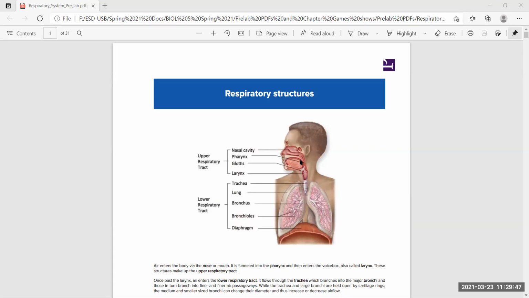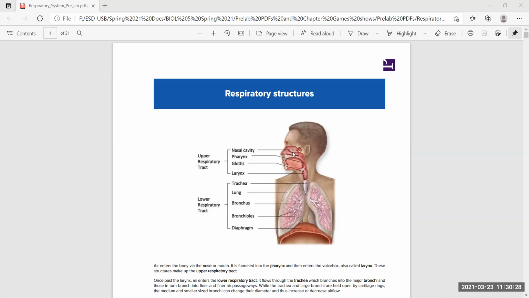So you can see here in this diagram from the nose and nasal cavity, pharynx, glottis, and the larynx up to the larynx, that is upper respiratory tract. From trachea, then the lungs, and inside the lungs you have primary, secondary, tertiary, and several branching of the bronchi and bronchioles, along with the diaphragm, are the lower respiratory tract structure. Okay, so these are the organs of the respiratory system.